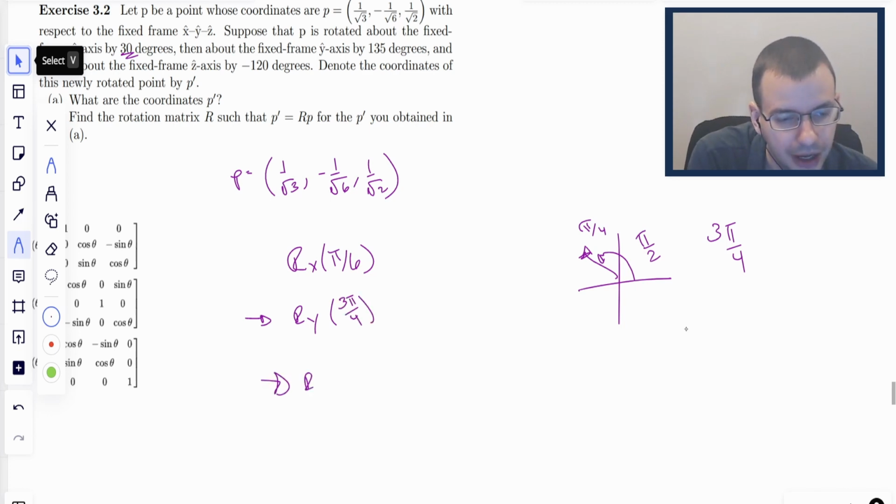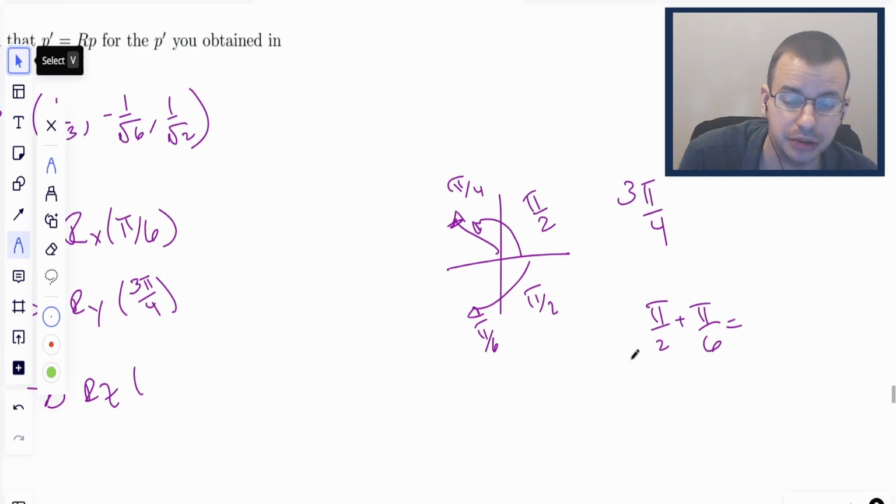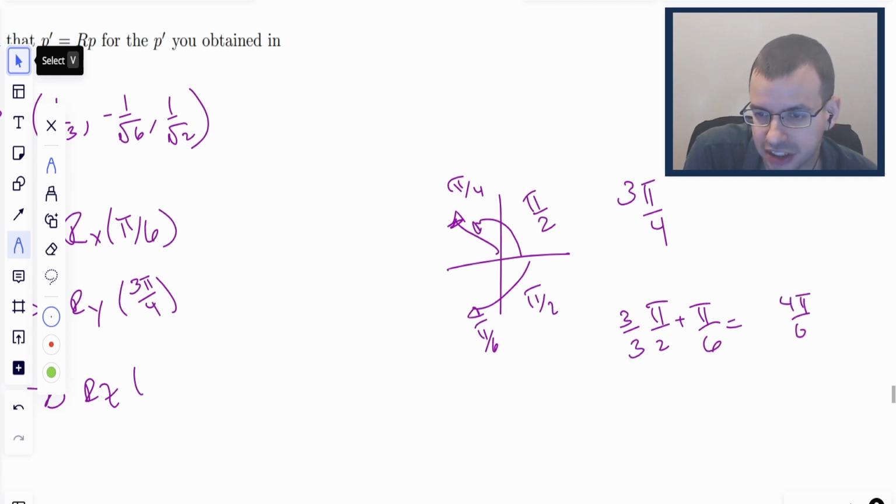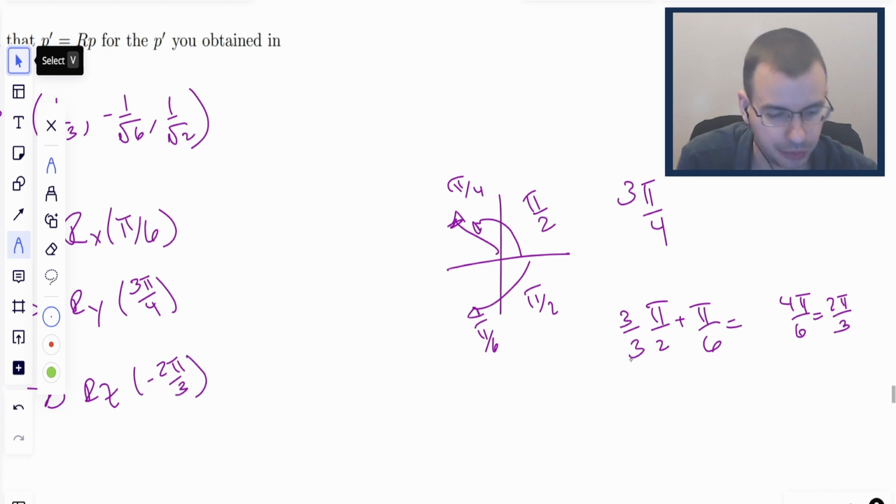And then we're going to do about the z-axis of negative 120. So negative 120 is going to be pi over 2 here. That's going to give 30 degrees over here, which is going to be pi over 6. So pi over 2 plus pi over 6. I'm just converting things to radians. I don't have to, it's just that I prefer radians. So this gives us 3 pi plus pi, which is 4 pi over 6, which is 2 pi over 3. Yep, negative 2 pi over 3. And I'll come back to them when I do them again.